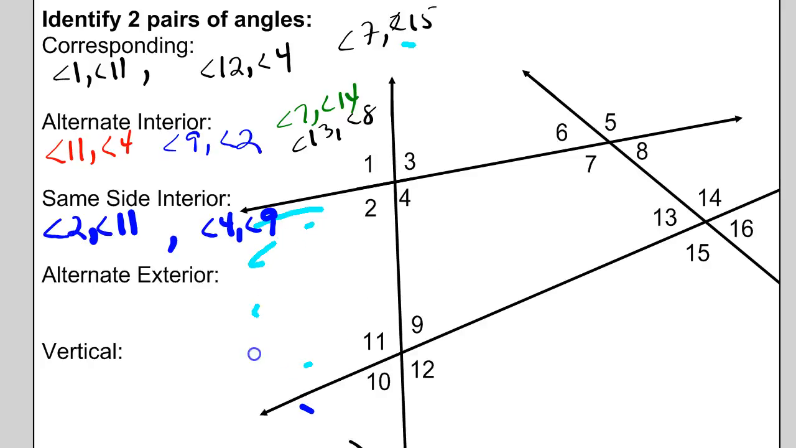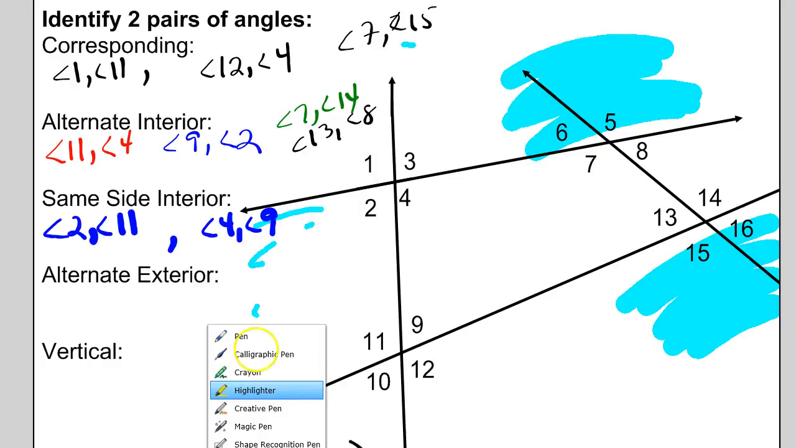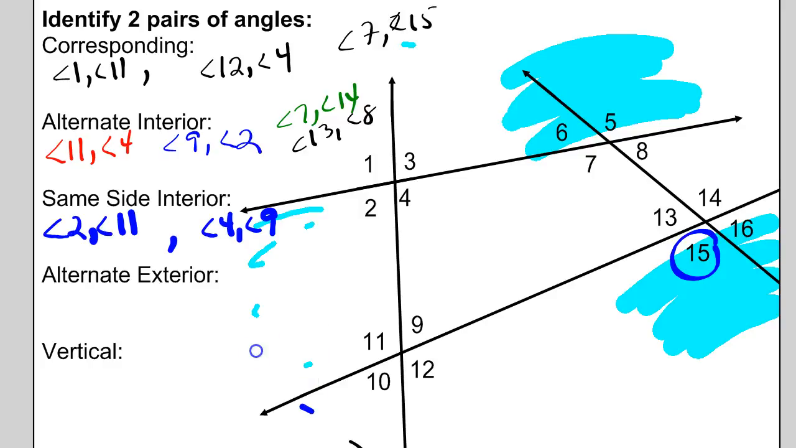Let's go talk alternate exterior. Exterior angles are going to be on the outside. So I'm going to look at this picture, they're going to be out here. That's my outside or my exterior. So who is exterior but on opposite sides? 5 and 15. Or can I say 16? And do you want to say 6?